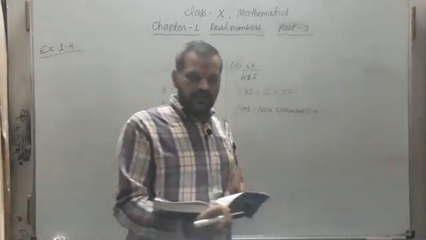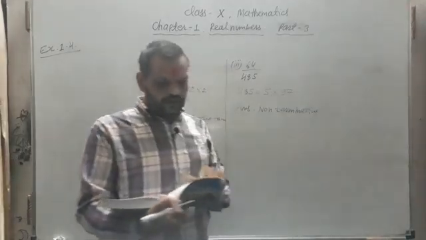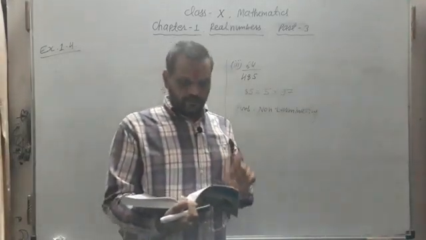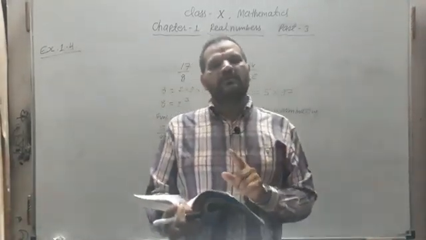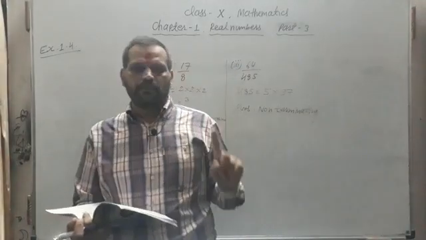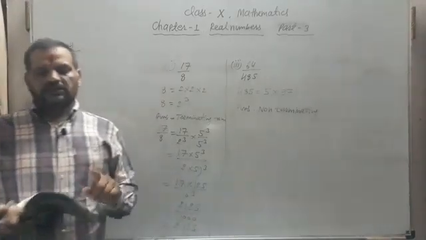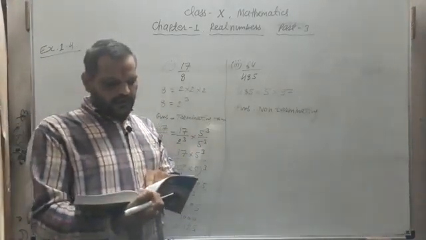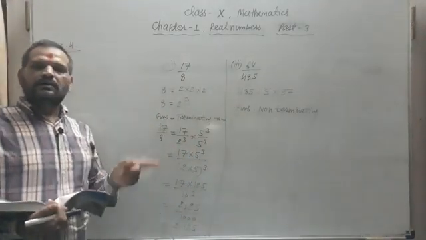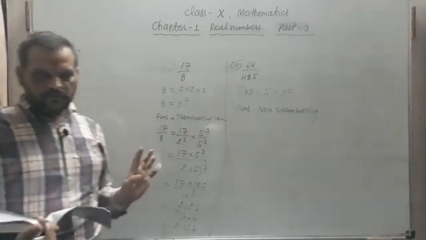In question number 3, the first part is rational because it is terminating form. The second is irrational because it is non-terminating, non-repeating form, and the third part is rational because it is non-terminating but repeating form. Clear? Thank you.